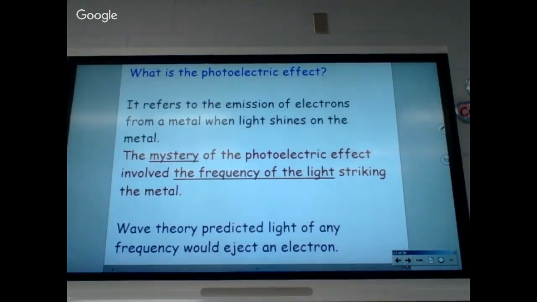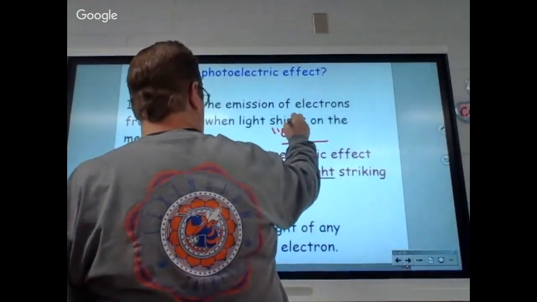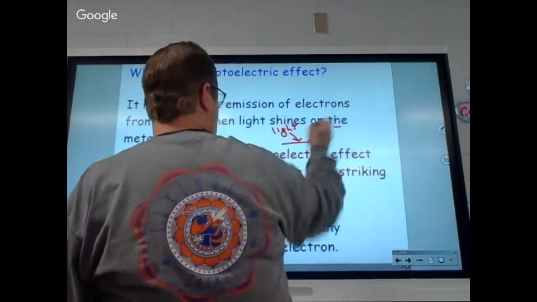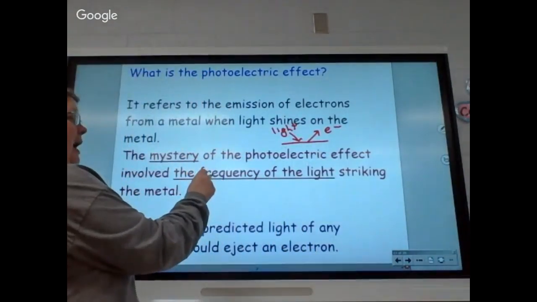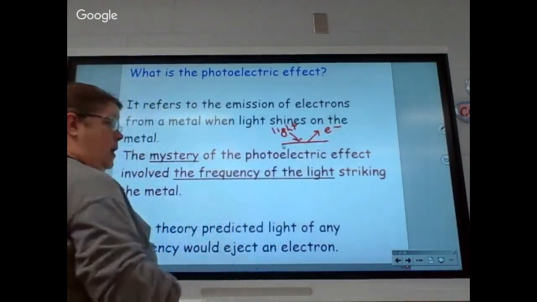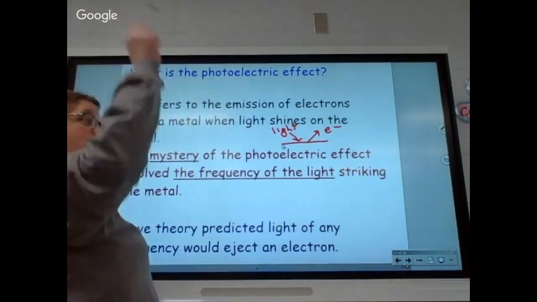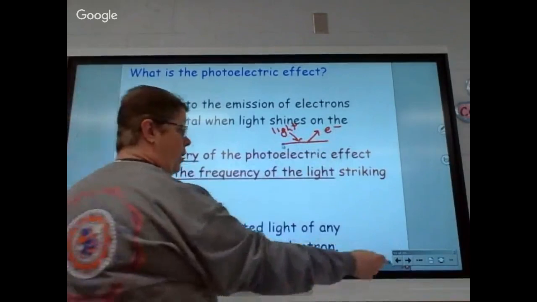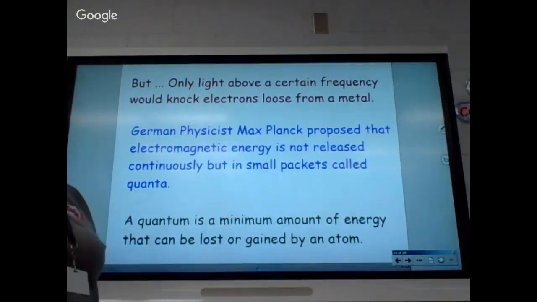Now, the photoelectric effect refers to the emission of electrons when light shines on a metal. It's going to hit the metal, and then electrons are going to come off. Now, the thing that we talked about yesterday is, does all frequency of light hitting a metal cause this to happen? No. Current wave theory of the time said yes. So even these light bulbs would cause electrons to come off. Now, we all are bright enough to know that these light bulbs in here are probably not going to cause that to happen. So, scientists know that only certain frequencies are going to cause electrons to be knocked loose from a metal.